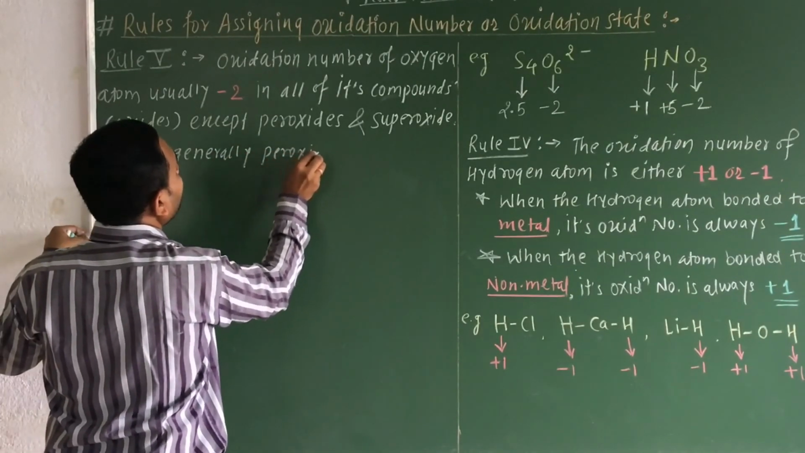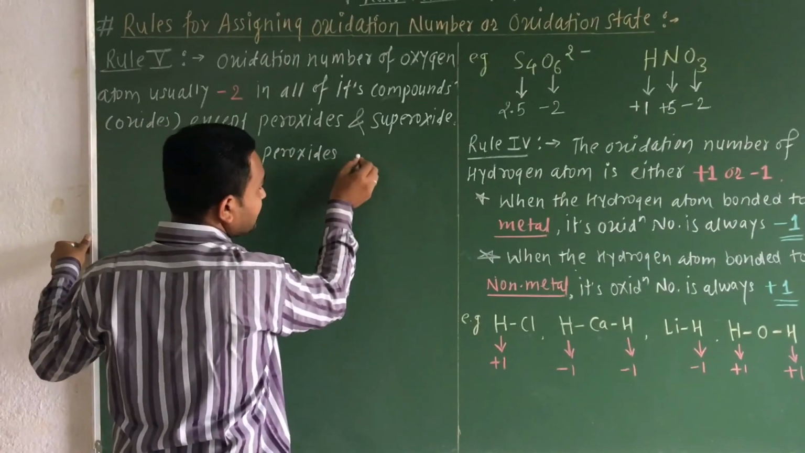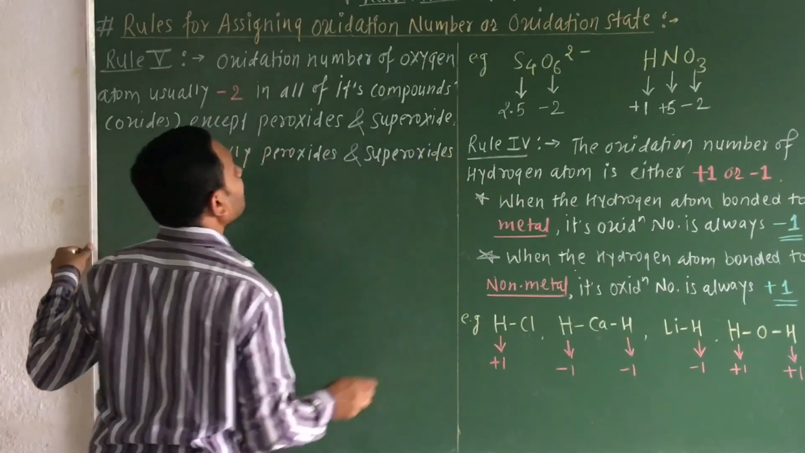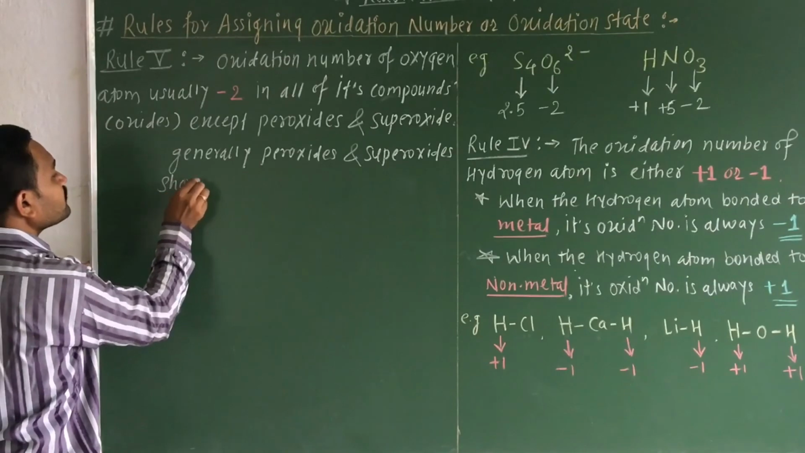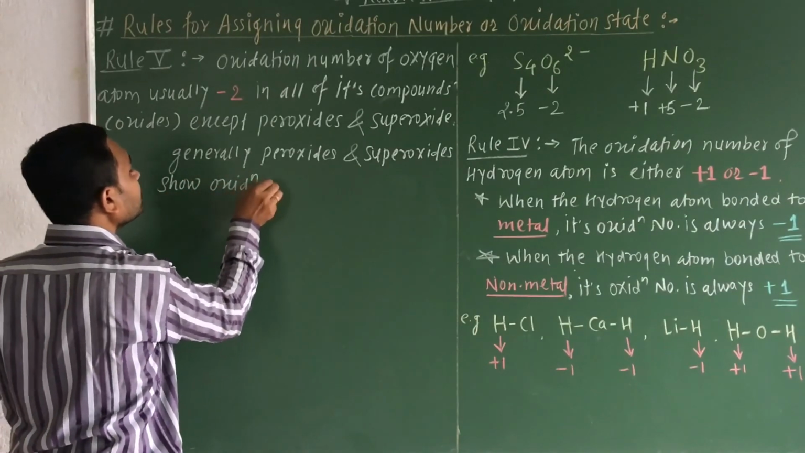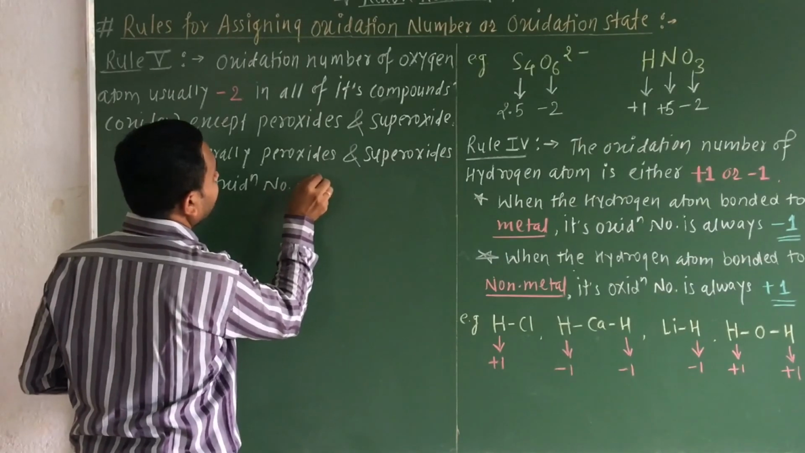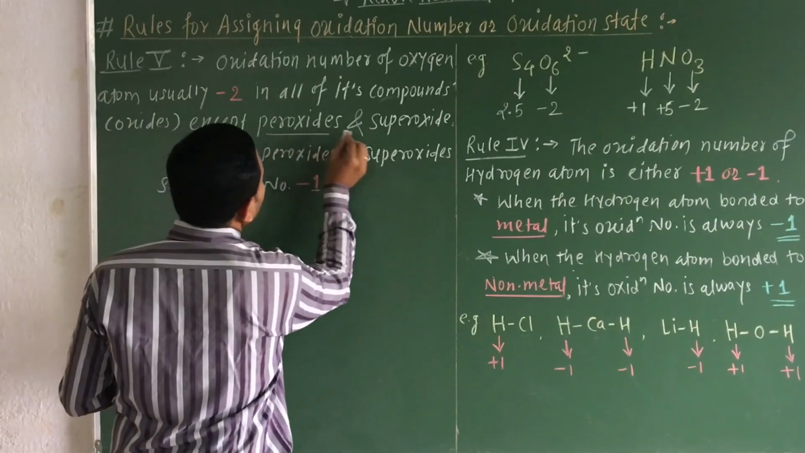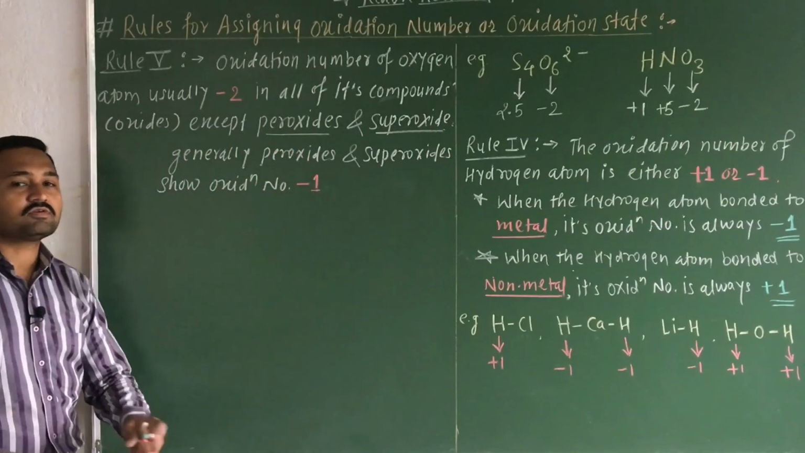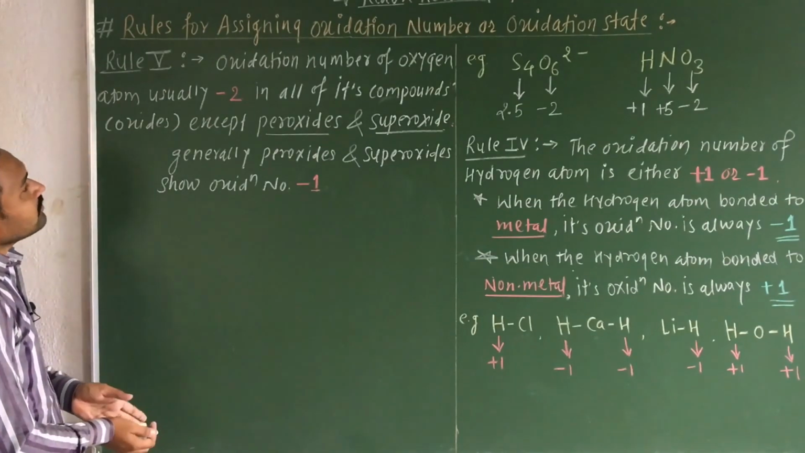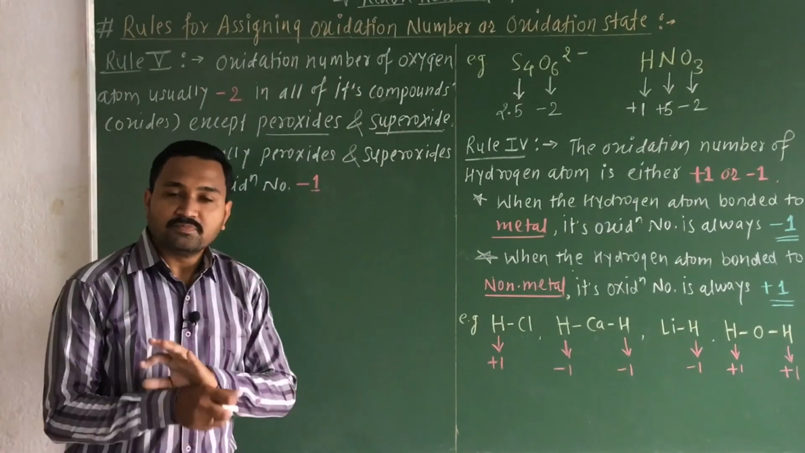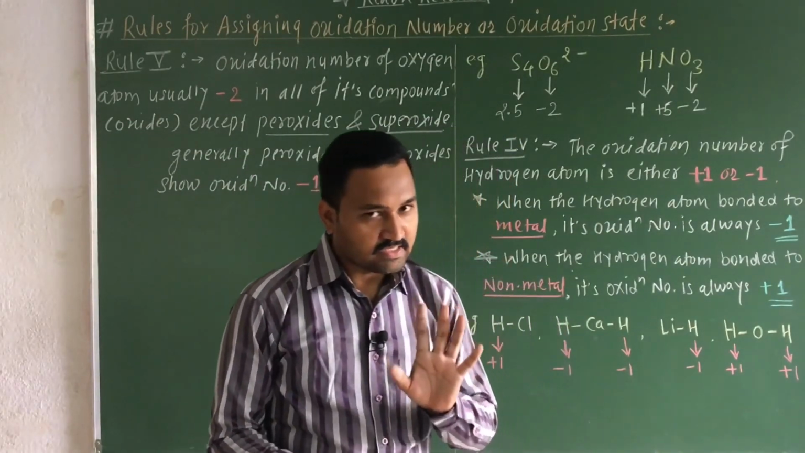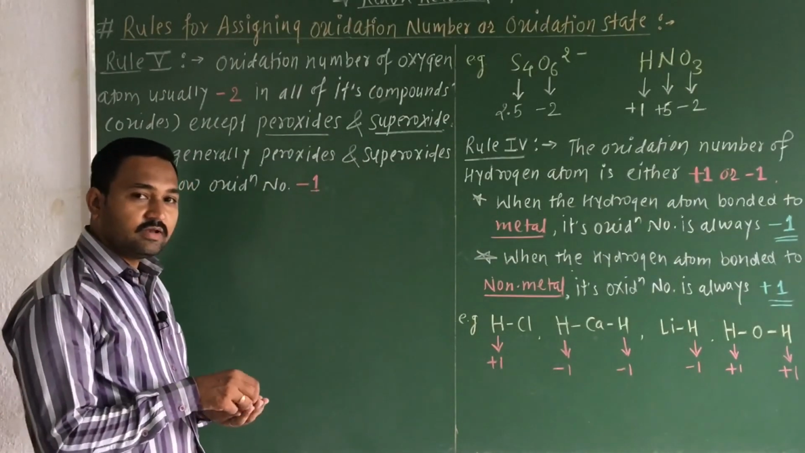Peroxide molecules are ions, peroxide molecules are the ions, and superoxide molecules or the ions show oxidation number -1. So this is the simple exception here for the peroxide molecules or ions and the superoxide molecules or ions. Okay, now what this rule says, oxidation number of oxygen atom is always -2 in all of its compounds except peroxides and the superoxides. Now let us consider examples, then you will understand what I mean.